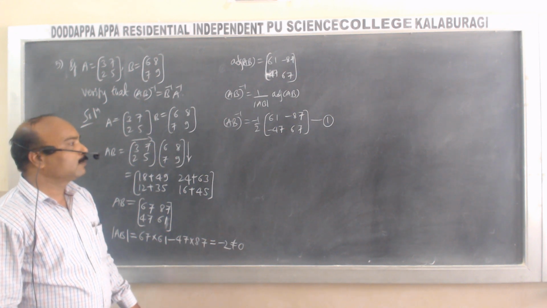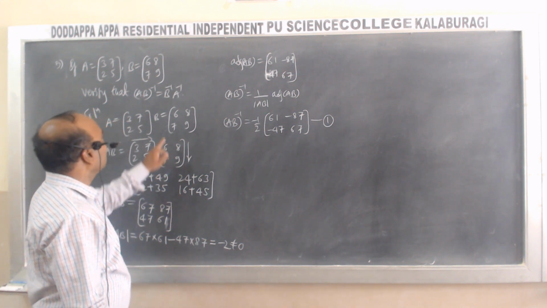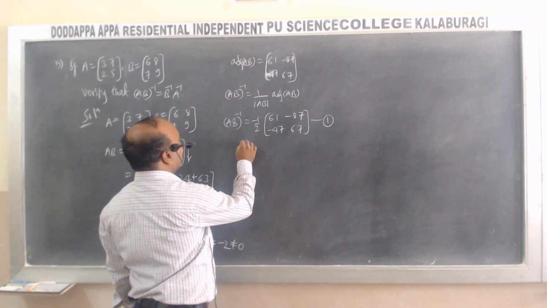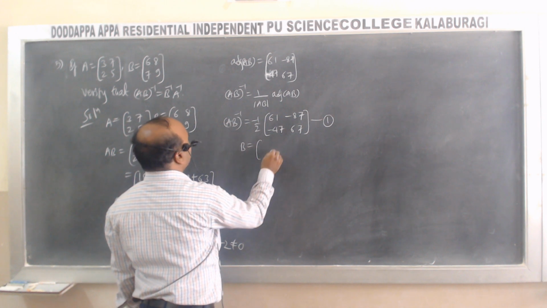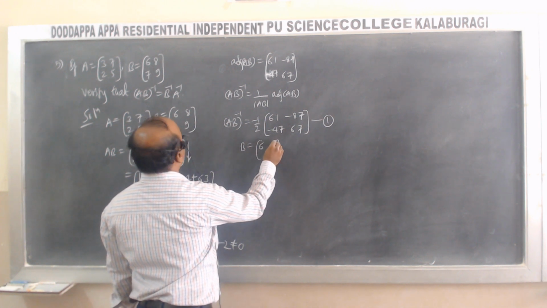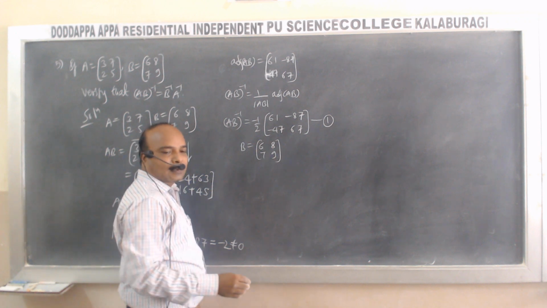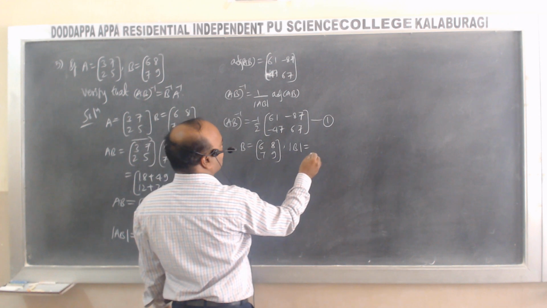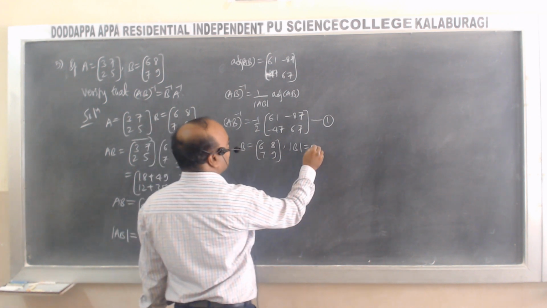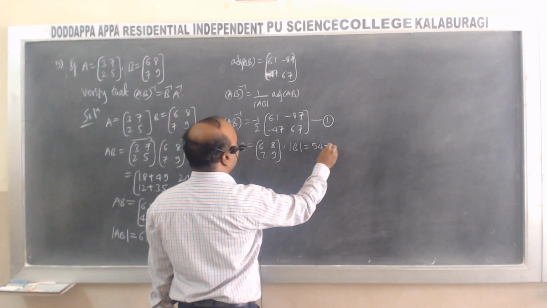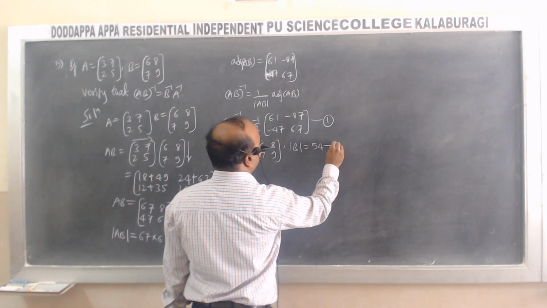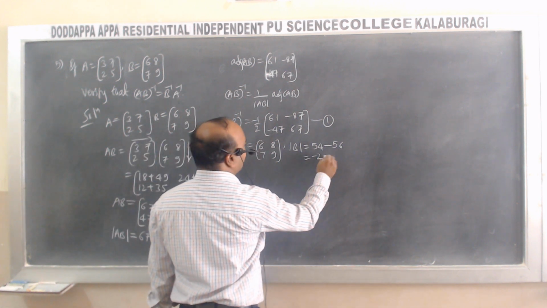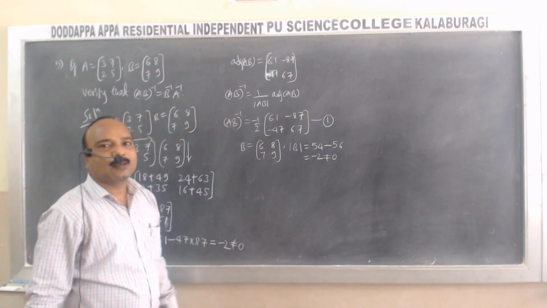Now we go for the right hand side values, that is B inverse into A inverse. For that, first we calculate B inverse. For that we take the B matrix. B matrix is [6 8; 7 9]. Now we find the determinant of B. It is 6 into 9, 54, minus 7 into 8, 56, it is minus 2, which is not equal to 0. It is a non-singular matrix.